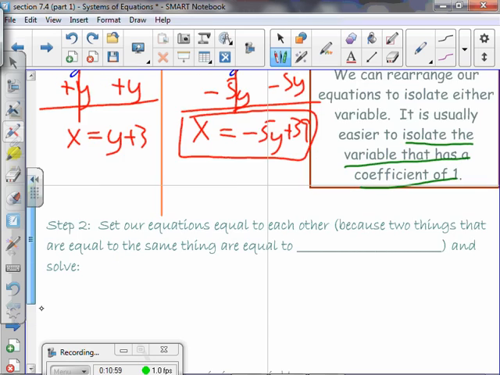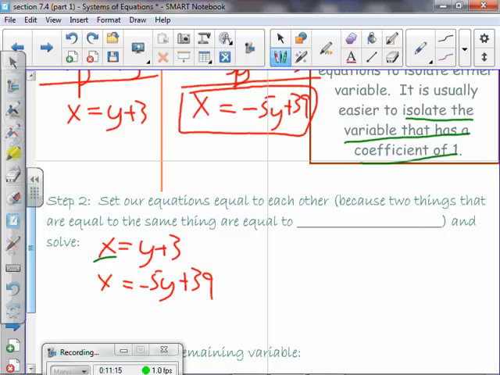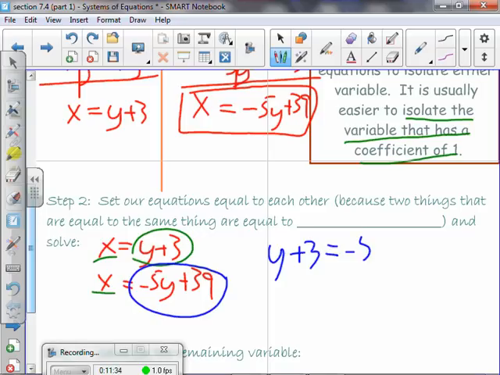Once I have that, now I have something that looks like a system of equations. x equals y plus 3. x equals negative 5y plus 39. Because these are both equal to the same thing, they're both equal to x, I can say that y plus 3 and negative 5y plus 39 must be equal to each other as well. So to solve this, I will do y plus 3 equals negative 5y plus 39.